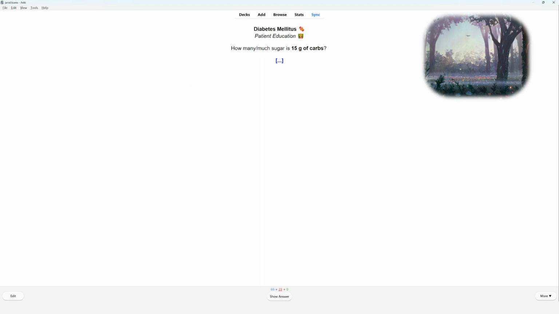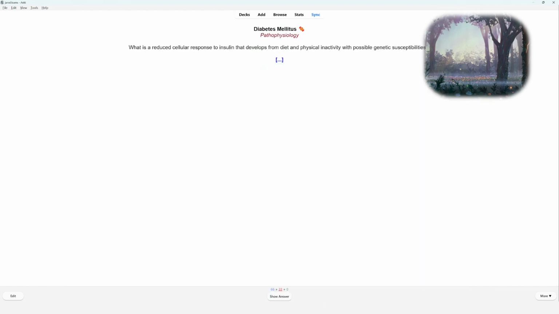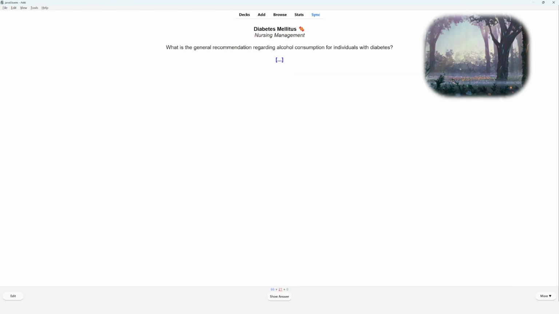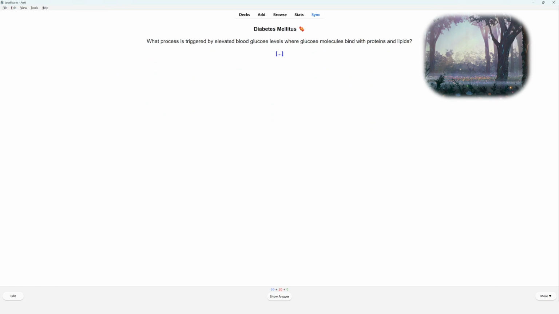4 cubes or teaspoons of sugar. What is a reduced cellular response? Insulin resistance. What is the general recommendation regarding alcohol consumption? Do it with meals and 1 to 2 drinks, with or shortly after.